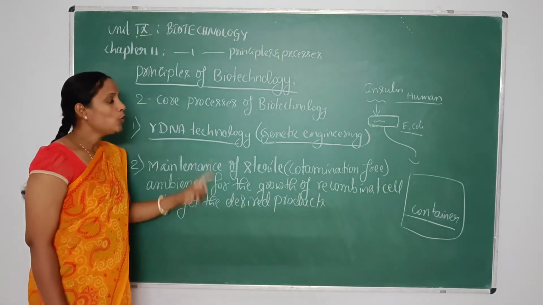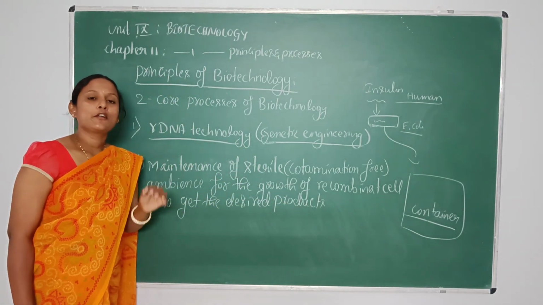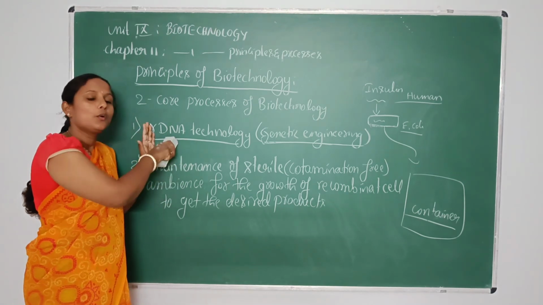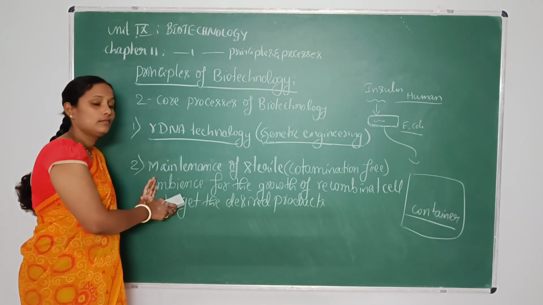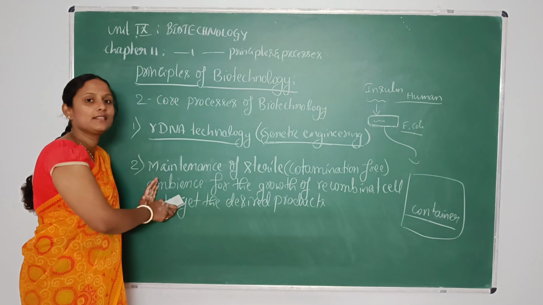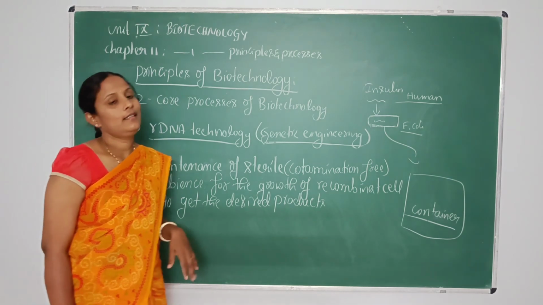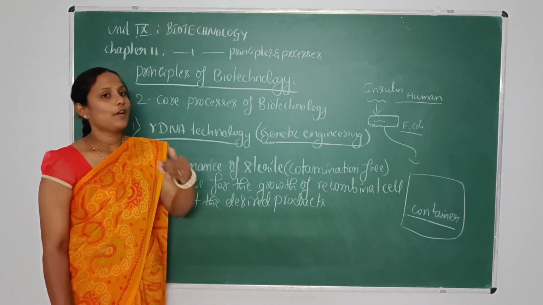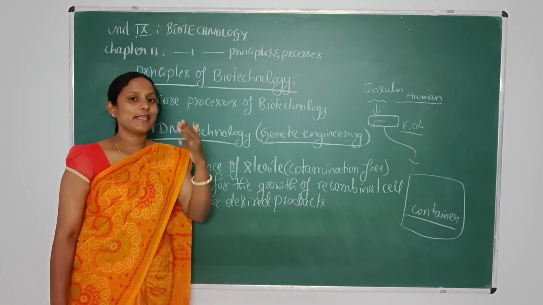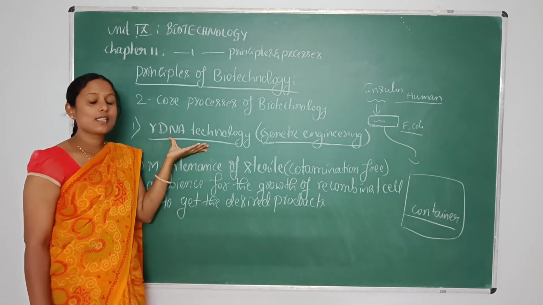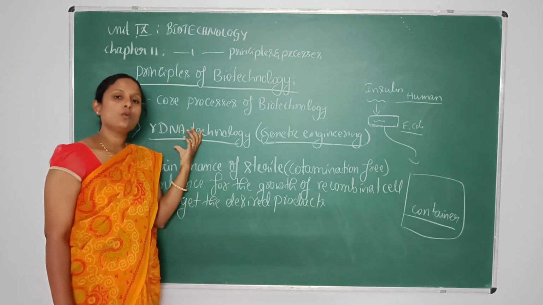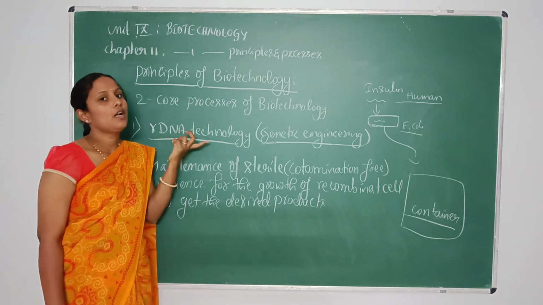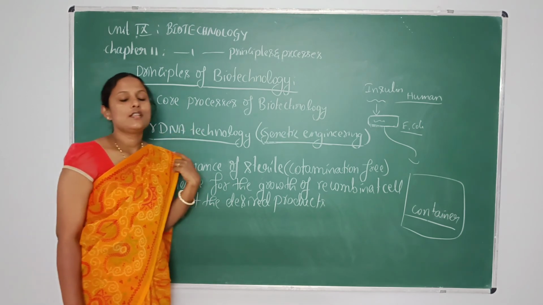So these are the two core processes on which biotechnology scientists are working. Major work is done on how to construct a cell, and equal importance is given to how to create the sterile environment in order to get the desired product. From the next class, we shall discuss in detail the tools used in recombinant DNA technology, and how the concept of recombinant DNA technology was developed.